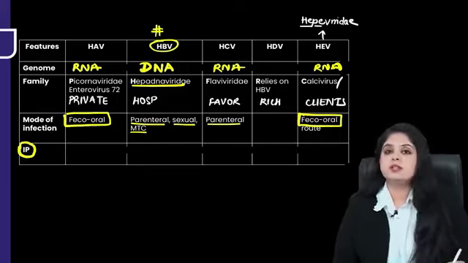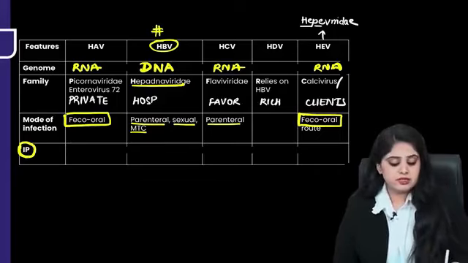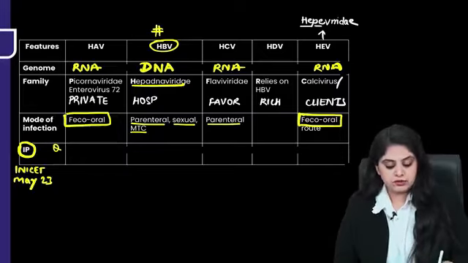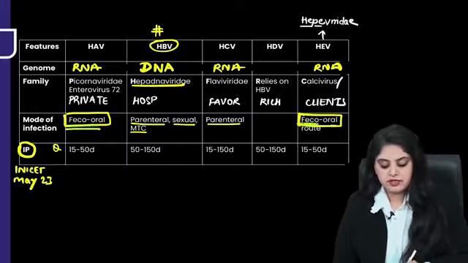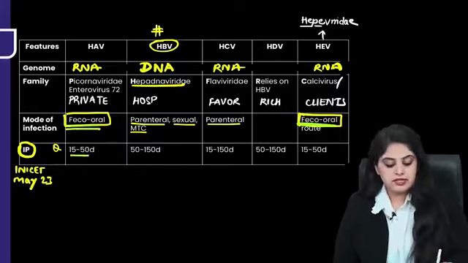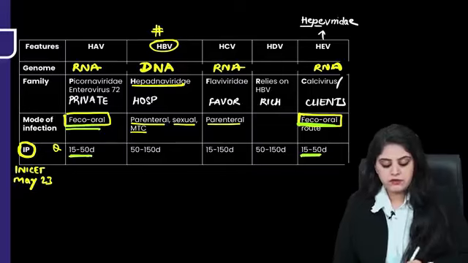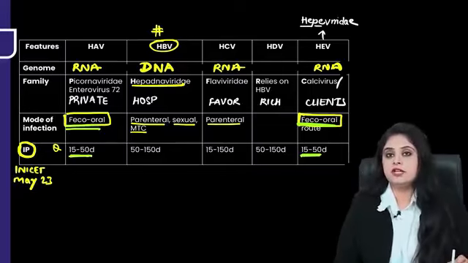Next, incubation period. While we do not focus too much on it, the recent INI-CET that was conducted in May had a question on the incubation period of hepatitis A. So let us learn. This is how you learn. Look, the two gastroenteritis ones, the food poisoning ones, the fecal-oral ones, they have a common incubation period of 15 to 50 days, right? 15 to 50.